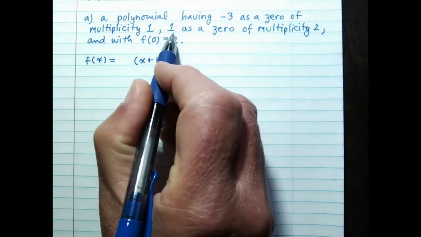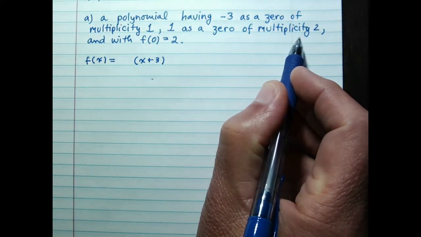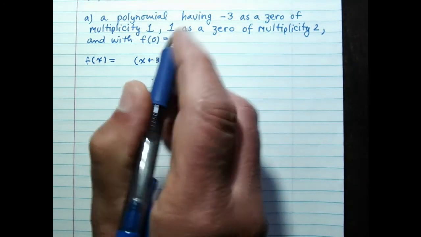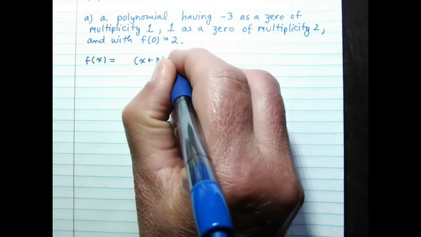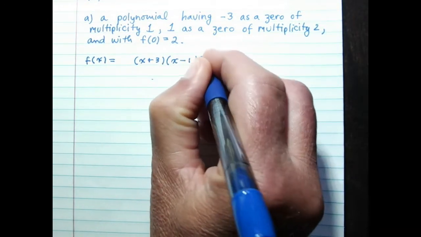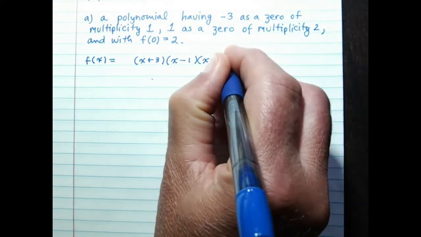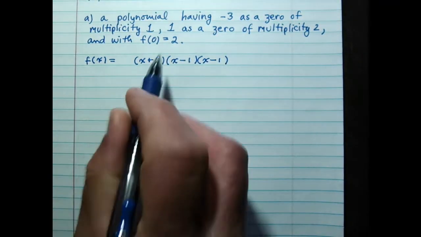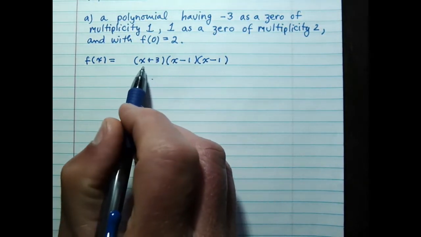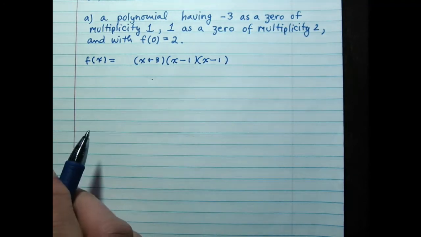And when we say 1 is a zero of multiplicity 2, that means x minus 1 is a factor. Multiplicity 2 means we have to write that factor down twice. So we actually have 3 factors now. X plus 3, x minus 1, x minus 1.